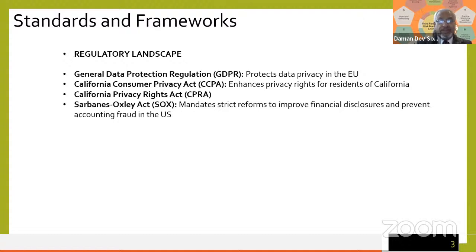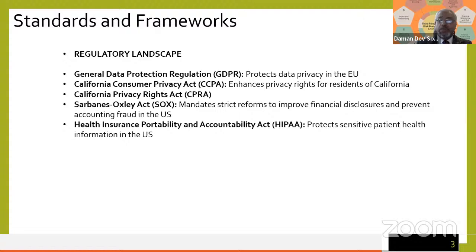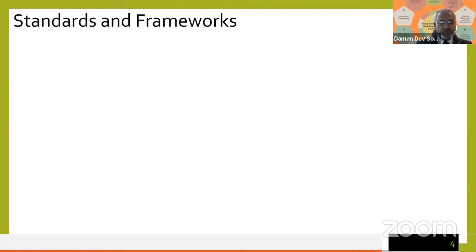Sarbanes-Oxley Act mandates strict reforms to improve financial disclosures and prevent accounting fraud in the US. HIPAA, Health Insurance Portability and Accountability Act, protects sensitive patient health information in the US. So if any third party is involved in this activity, patient care, then HIPAA also is talking about TPRM. NIST is cybersecurity framework, which is for US, but many other countries have been using it.